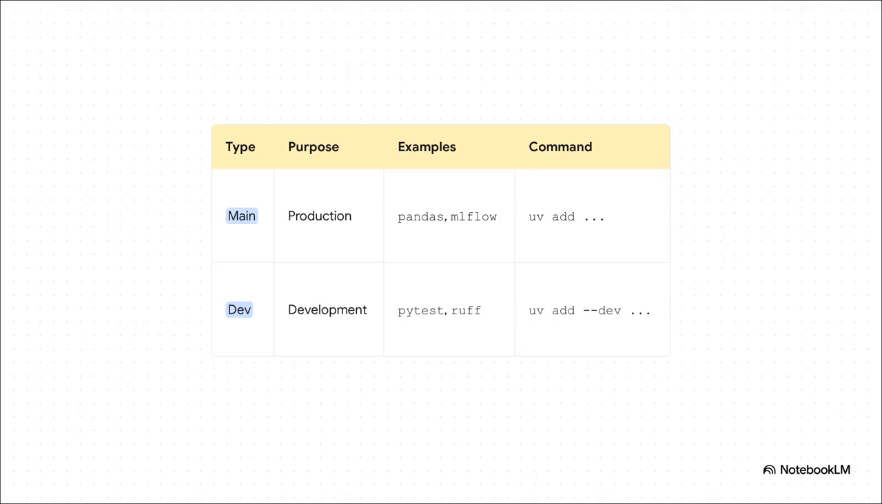And here's how that looks in practice. Your main dependencies, things like pandas or MLflow, are what your model needs to actually run in production. You add those with a simple UV add. But your development tools, like pytest for running tests or ruff for linting your code, you add those with the -dev flag. Making this distinction is the key to keeping your final production container lean, clean, and way more secure.